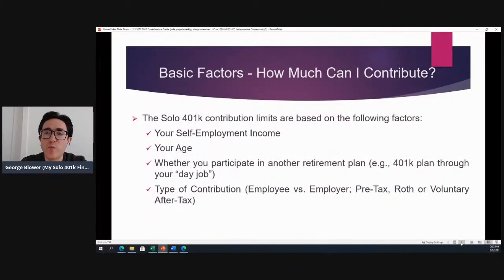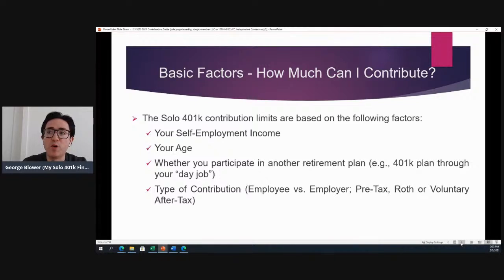So the starting point in terms of making contributions is that you have to consider different factors that go into how much you can contribute. So number one, what's your self-employment income? That's always the starting point because you can never contribute more than you earn. So you have to have earned self-employment income as a basis to make a contribution and justify a contribution. Another factor is your age. You'll see as we go through the slides that if you're 50 or older, you will be able to contribute more than for someone who's under 50 years of age.